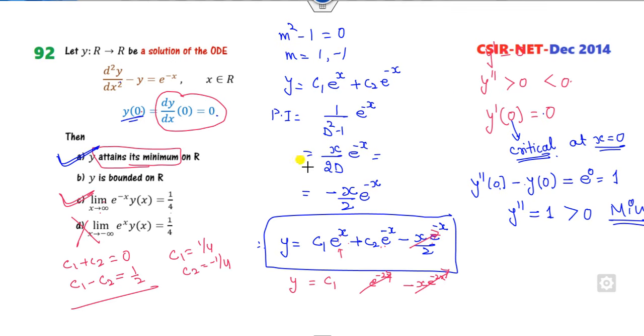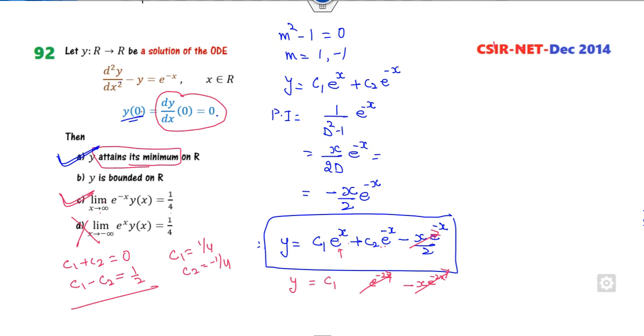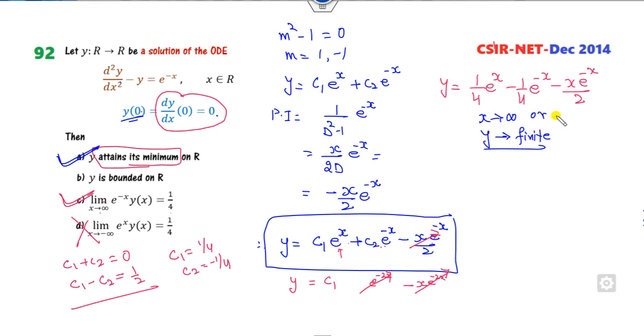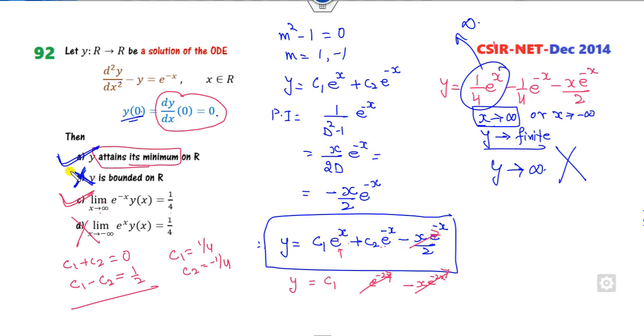Now the last option: how can you check whether it's bounded or not? That's again very simple. What is the meaning of bounded? The solution is y equals 1 by 4 e raised to power x minus 1 by 4 e raised to power minus x, minus x e raised to power minus x by 2. If I take x as infinity and y goes to a finite value, then it's bounded. So what will happen when you take x as infinity or x as minus infinity? Firstly, we take x as infinity. This goes to infinity, so it means y goes to infinity. It is not bounded. So this option is also cancelled. So the right answers are A and C.